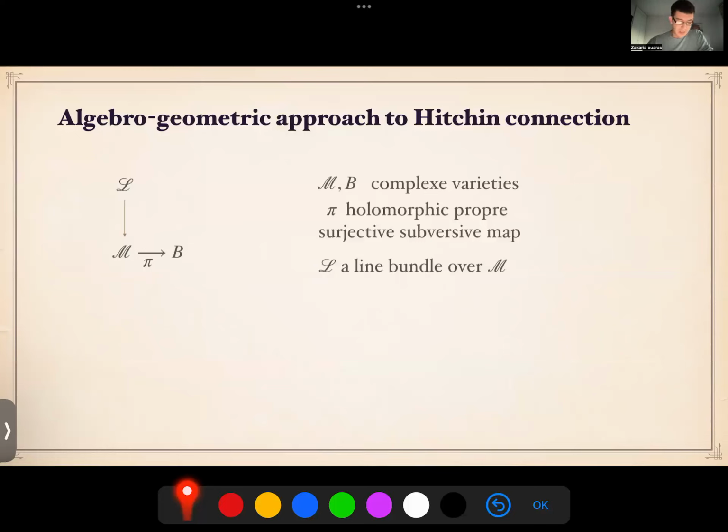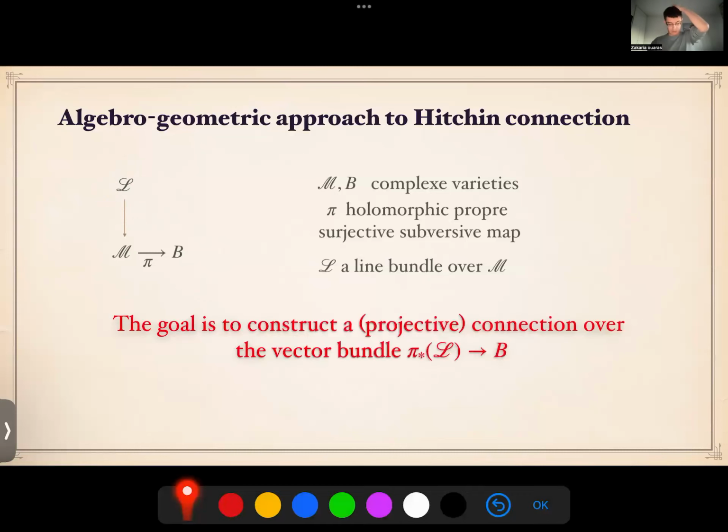So now I will give an algebro-geometric approach to construct such a connection. So you take any family of complex varieties. So π is a holomorphic, proper, surjective, submersive map. In algebraic geometry, submersive we replace by smooth map, but here I said submersive. It's the same thing in different categories, if you want. And L is a relative line bundle. Relative means that you identify L with L twisted by any line bundle that came from B. So this is what we call the relative Picard group, if you want.